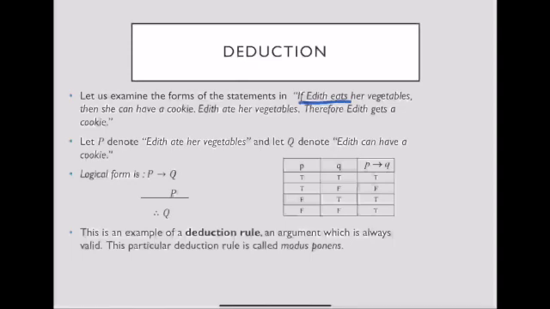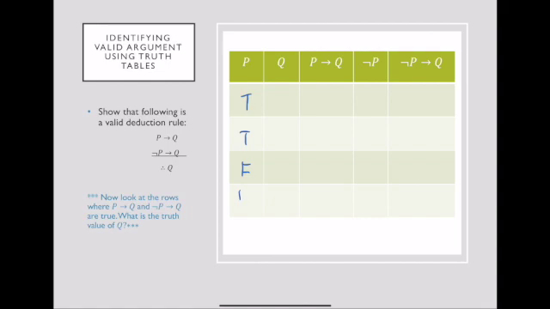So let's identify a valid argument using truth tables. Let's show that P implies Q, not P implies Q, therefore Q. So I have true, true, false, false for P, and true, false, true, false for Q. P implies Q is true, false, true, true. Not P is false, false, true, true. Not P implies Q: false implies true, that's true. False implies false, that's true. True implies true, that's true. And true implies false, that's false.